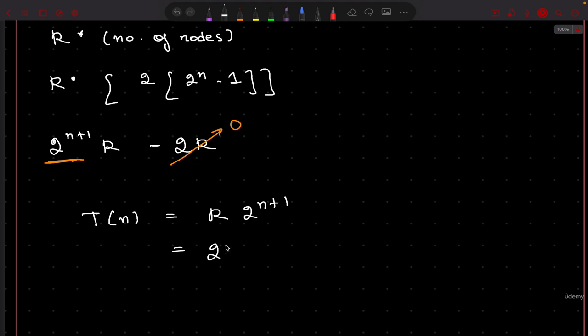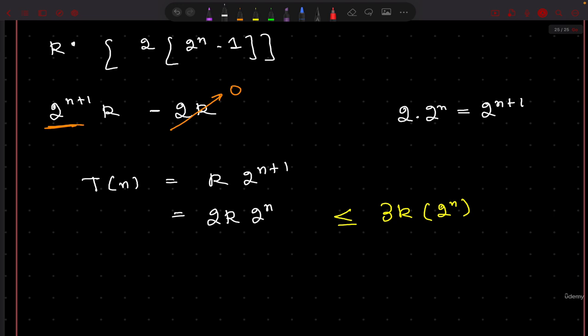This I can write as 2k into 2 to the power n, which finally I can write is less than, let's say, 3k 2 to the power n, right? Because 2 into 2 to the power n is equal to 2 to the power n plus 1, right? If that's the case, then I think we got a complexity. So the time complexity is order of 2 to the power n. It's horrible, as horrible as it can be.